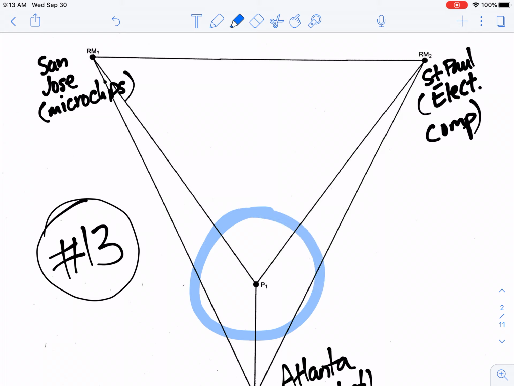The diagram showing us the best place to build is going to be closer to Atlanta and fairly equally in between San Jose and St. Paul. Doesn't need to be exact because there might not be a good place to build there, but okay, get the idea. Closer to Atlanta, kind of halfway between San Jose and St. Paul.